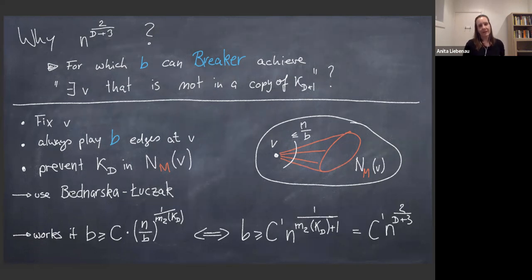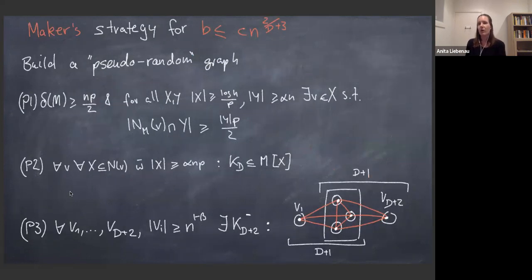And that is even interesting if you're not too much into Maker-Böttcher games, because it will be a question about how do I find a clique factor in pseudorandom graphs. So before I tell you how to find a clique factor in a pseudorandom graph, I'll tell you how Maker can build a pseudorandom graph.